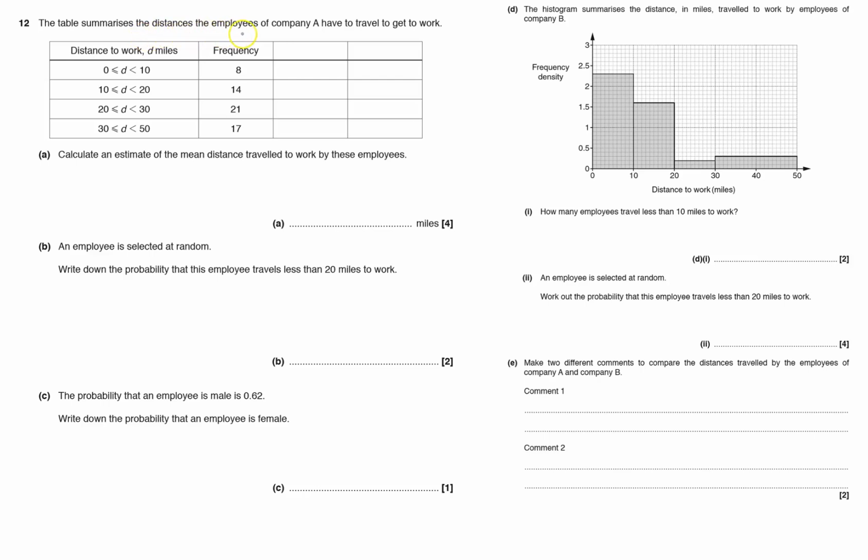The table summarises the distances the employees of company A have to travel to work. Well, I can see we've got something for company B over here. Okay, a table with 2 empty columns, I'm probably going to have to use them. Calculate an estimate of the mean distance.